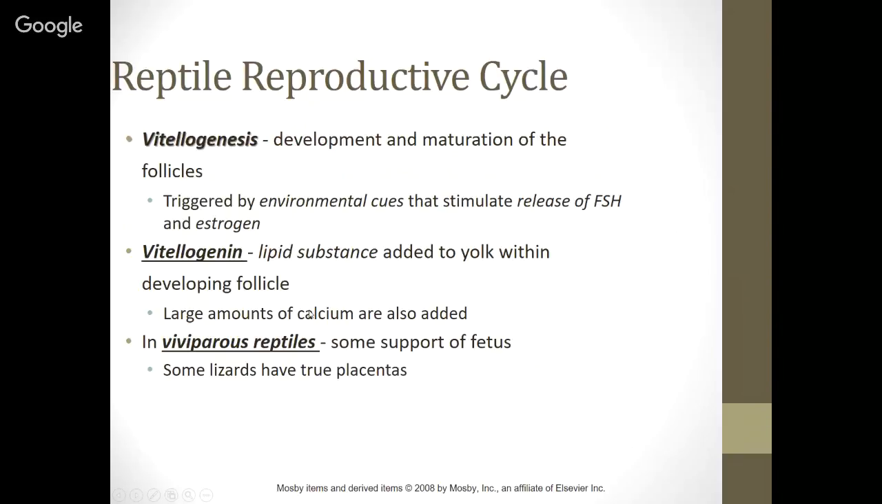Vitellogenesis is the development and maturation of follicles. This is triggered by environmental cues that stimulate the release of FSH and estrogen. Vitellogenin is a lipid substance, so a fatty substance, added to the yolk within the developing follicle. Large amounts of calcium are also added. In viviparous reptiles, there is some support of the fetus. Some lizards actually have a true placenta, more like a mammal.